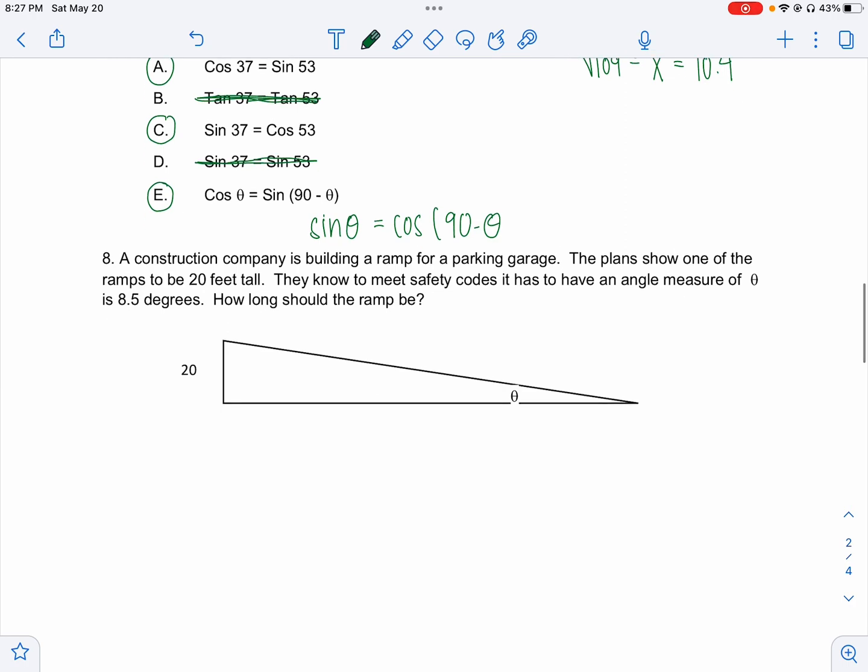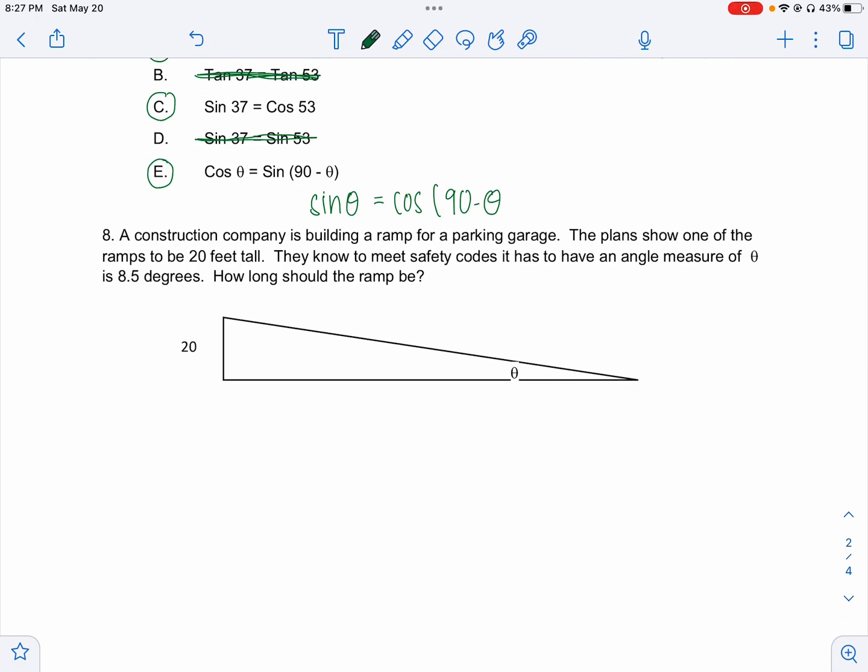Number 8, a construction company is building a ramp for a parking garage. The plans show one of the ramps to be 20 feet tall. They know that to meet safety code, it has to have an angle measure of 8.5 degrees. How long should the ramp be? So that's finding the hypotenuse, the ramp length.